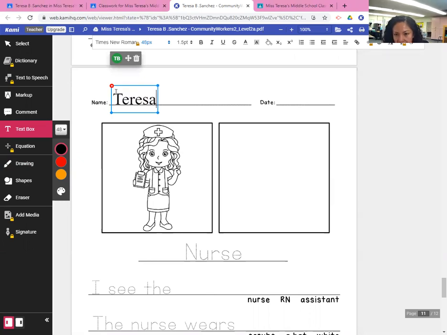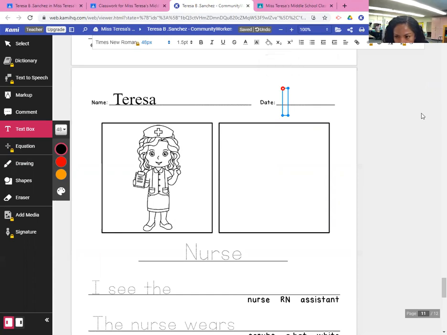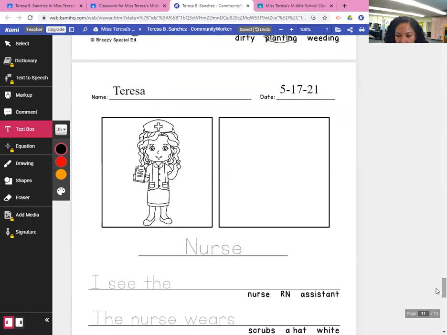Write your first name on the top of your page and the date. So today is Monday, May 17, 2021. So it's 5/17/21. Oh, my printing is a little big. Okay, there we go.